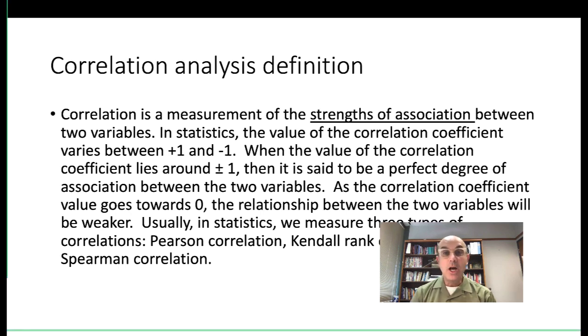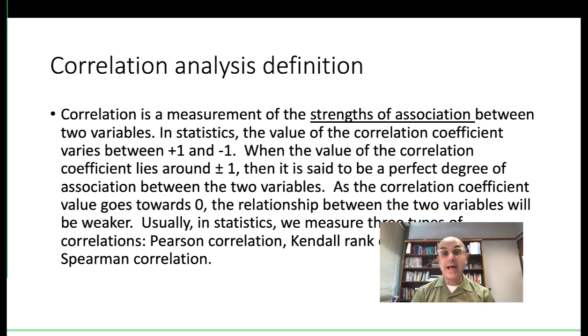and what it is. So let's start with the basics. What is the definition of correlation analysis? It is the idea of the strength of association between two variables, and usually the correlation is measured between +1 and -1, and in between is where you see the correlation. As the correlation coefficient goes towards 0, the correlation is weaker. The closer to +1 or -1, the stronger the correlation.